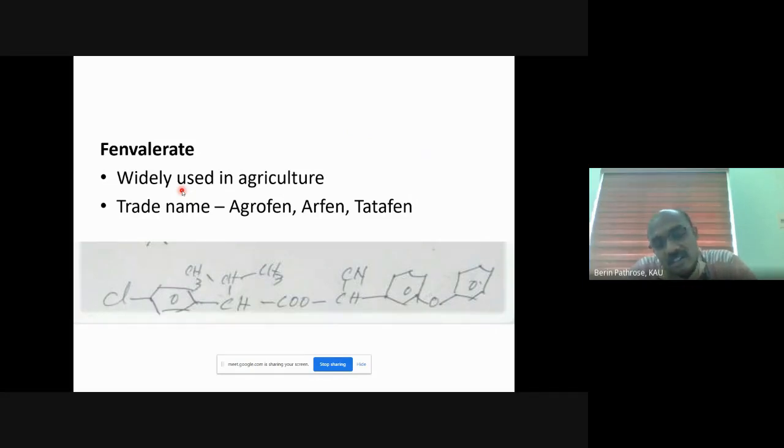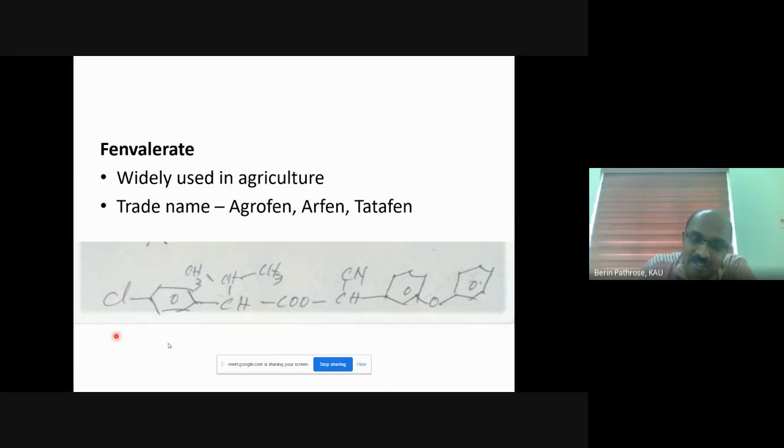There are several trade names available. I have written only a few: Agrofen, Arfen, Tatafen, etc. And see the structure. Again, it is an alpha cyano pyrethroid, type 2 pyrethroid. The alcohol part remains the same as that of cypermethrin, deltamethrin, beta cyfluthrin, etc. But see the acid part. The acid part is completely changed.